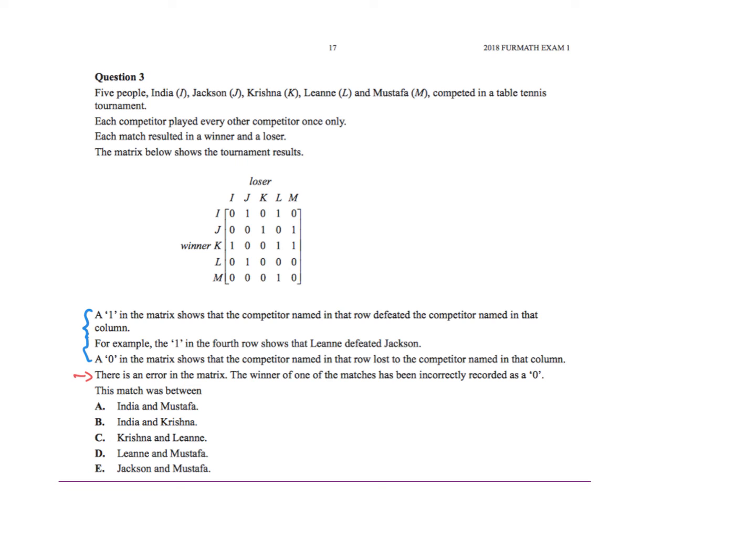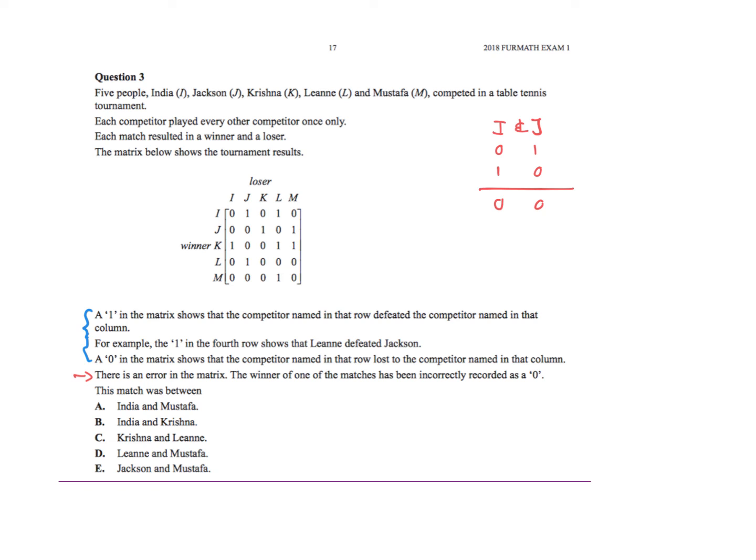So there is an error in the matrix. The winner of one of the matches has been incorrectly recorded as 0. This match was between... So what is happening is every pair, say I and J, one of them has to have a 0 and one of them has to have a 1, okay? Because someone has to have won the game. So it might even be the other way round, or it could be 1, 0. But what they're saying is they've accidentally put it in as a 0. So it means between 2 pairs, we're going to see a 0 and a 0.